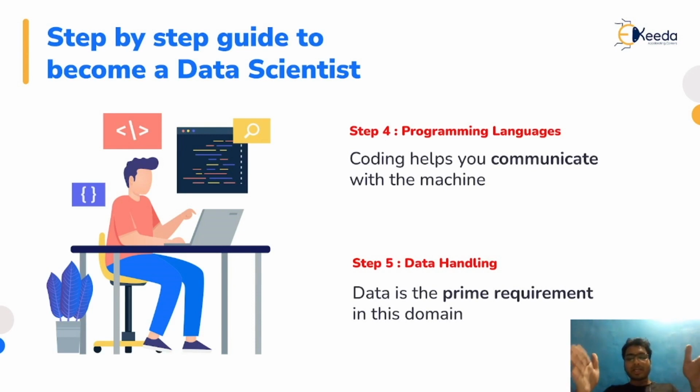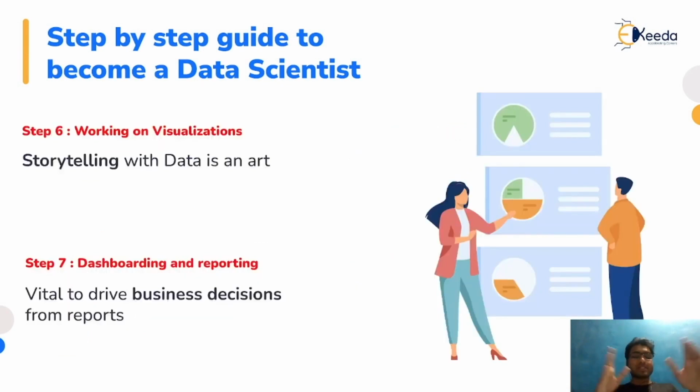For data handling as well, there are many techniques which a data scientist should know. Ideally, a data scientist should be proficient in data handling as well. So let's see step 6. Step 6 is working on visualization. How visualization plays a very important role, I will just tell you, okay.